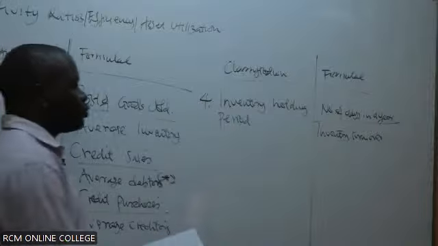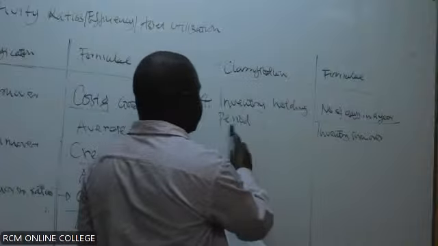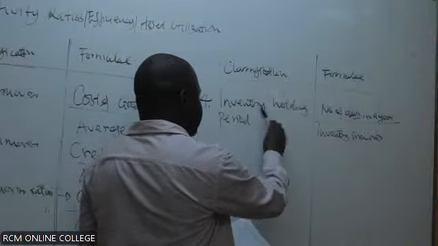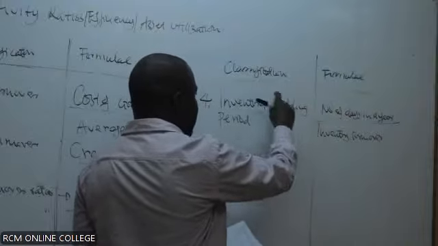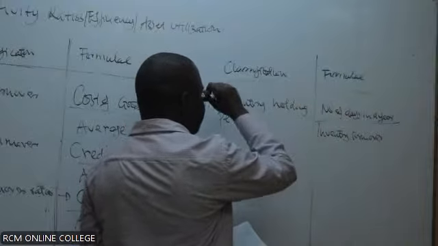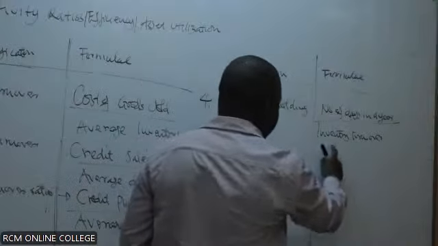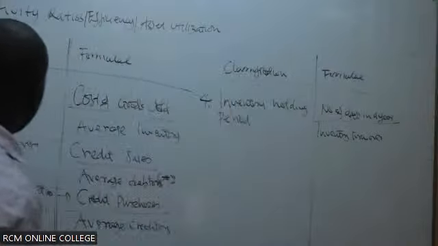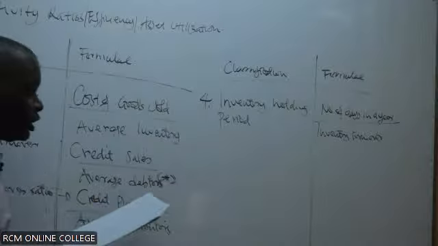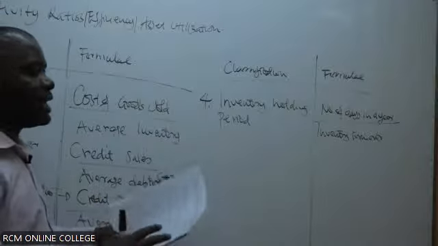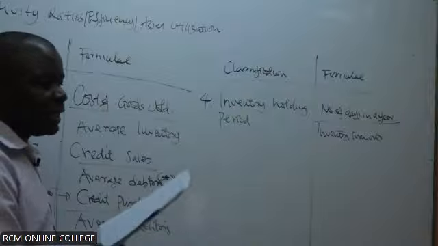So in this case, there are two formulas for inventory holding period, just from the way it is named. How long do you take to hold your inventory? You take the number of days in the year, you divide by how frequently you were turning your inventory. In this case, you'll get averagely how many days it takes for you to turn your inventory.